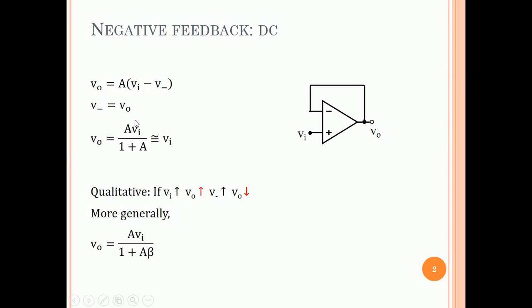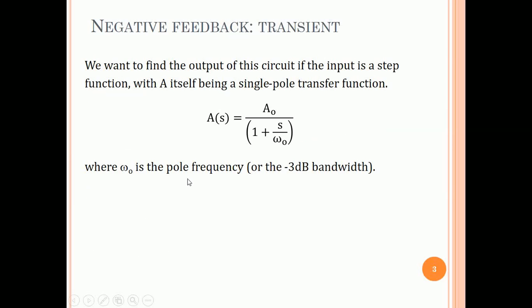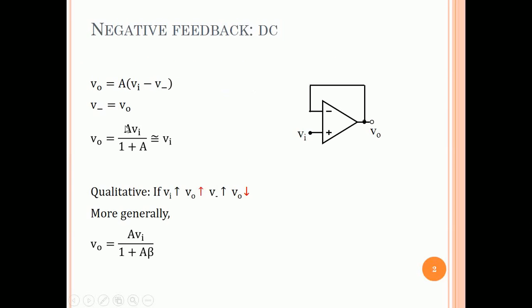More generally, if the feedback factor was not 1, it is 1 here, if it was some beta, then you know that VO can be written as A over 1 plus A beta into VI. Alright. With this, let us study the frequency behavior and then the transient behavior of the same circuit, but now with the gain being a single pole transfer function. Of course, A is always a function of frequency.